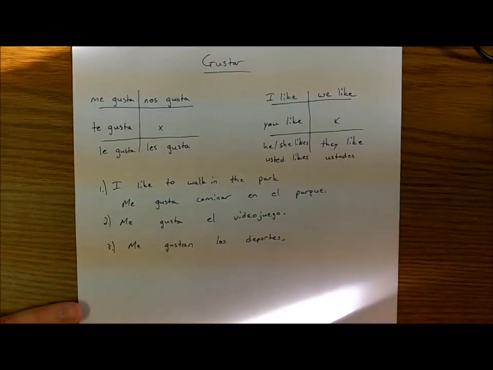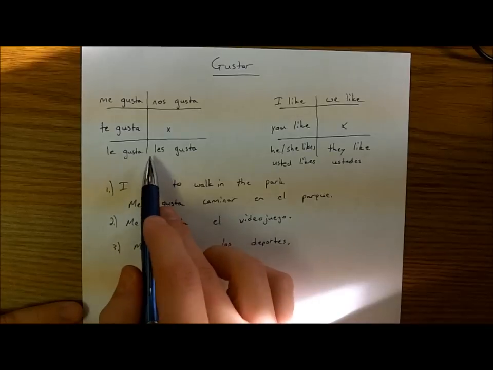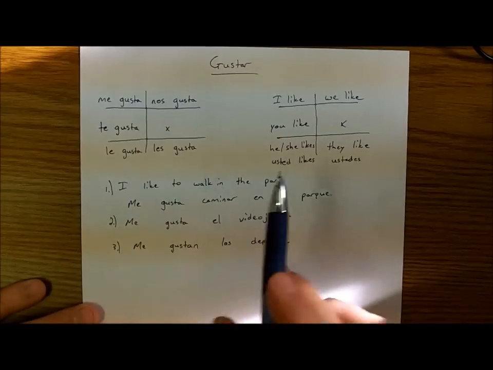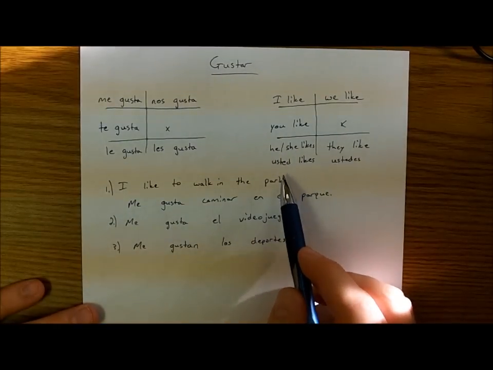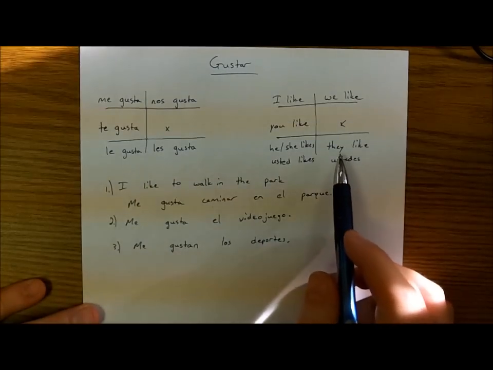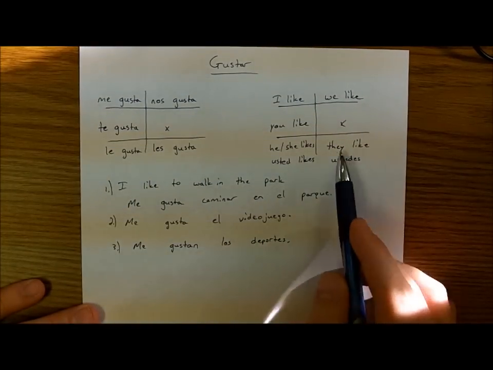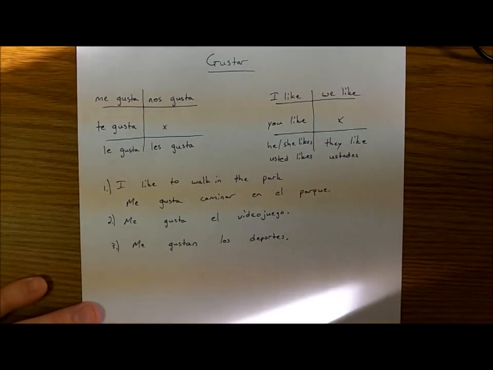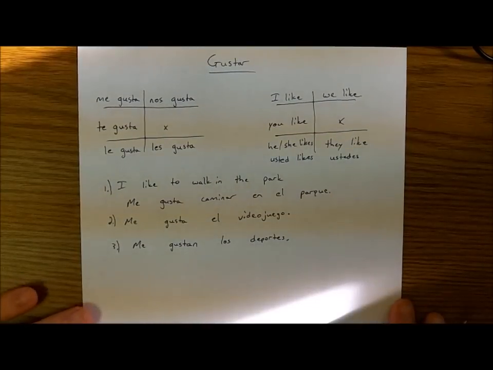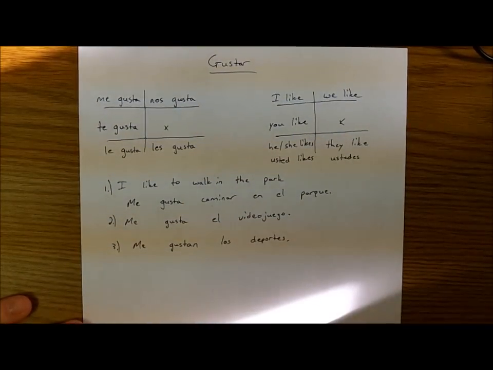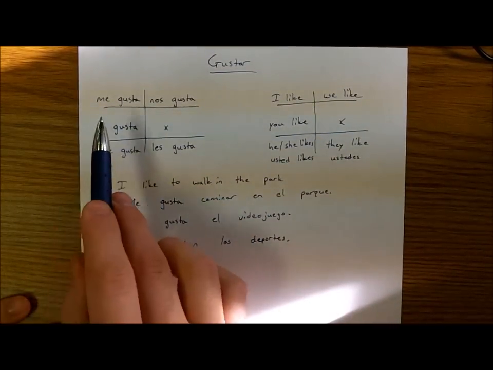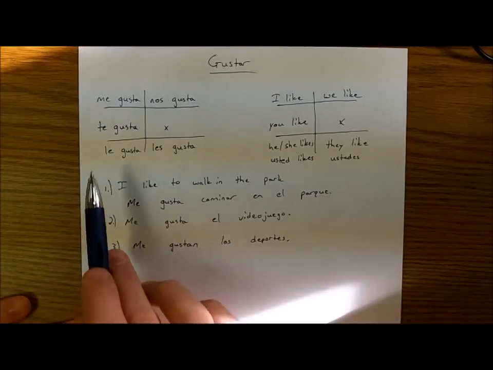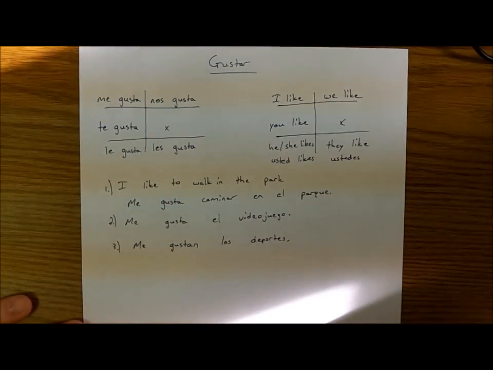Now let's talk about the next rule with gustar. Whenever you're using le or les, you have to be more specific because, as shown over here, le can be a he, a she, the usted, or it can be a name, and les could be they, the ustedes, you all, or it could be more than one name, such as Jamie and Mike. So we have to do something a little bit special when we're talking about le and les. The reason we don't do this with me, te, or nos is because it can only be one thing. Me gusta is I like. It can only be I. Te gusta, you like. It can only be a you.